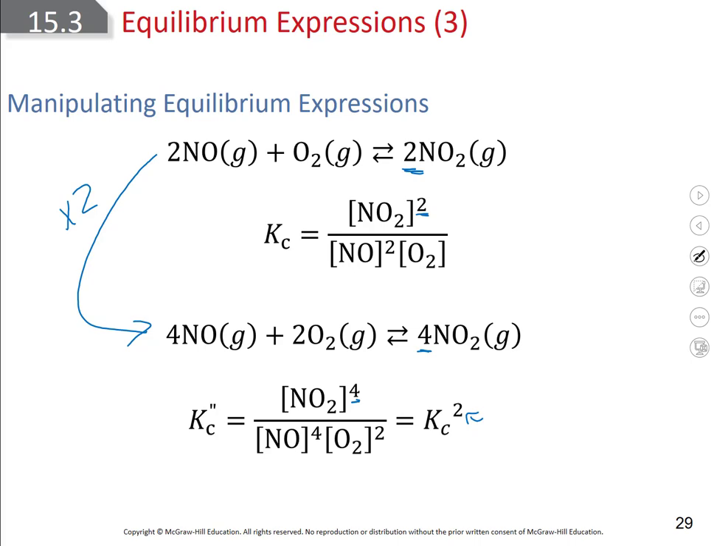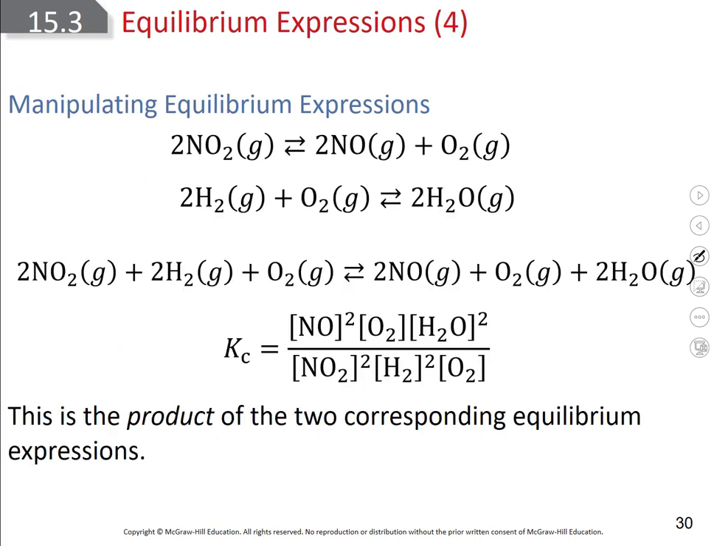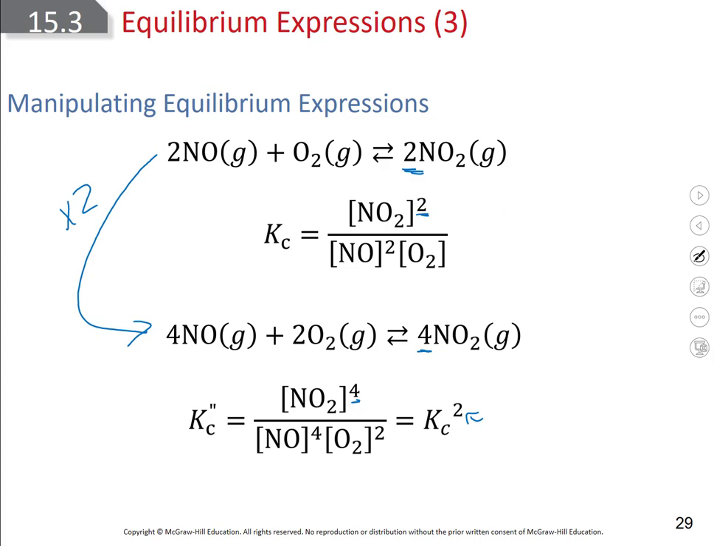This next one to me is basically the same rule there. What if I, instead of doubling this, what if I halved it? If I halved the equation, what would happen to my K value? Take it to the 1/2. What do we call something to this 1/2 power? It's the square root. Good.